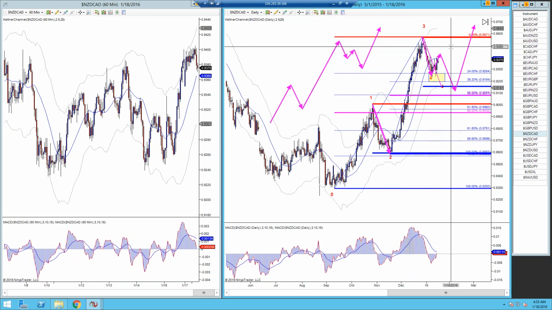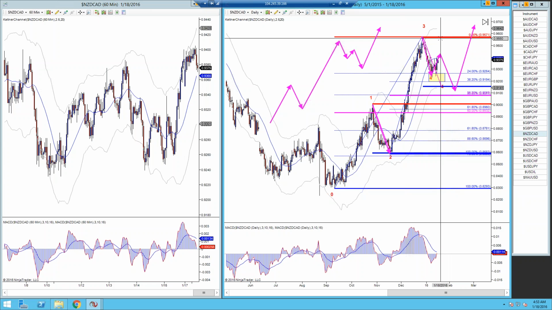I like looking at higher time frames. Sorry for yawning, but it's 5 o'clock in the morning, Eastern. All right, so I like looking at these higher time frames for bigger swings. And at least you get to understand what we're looking at.